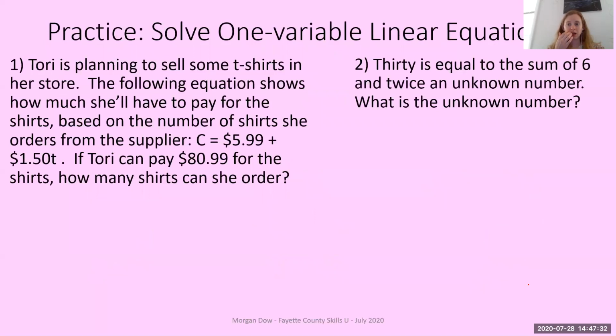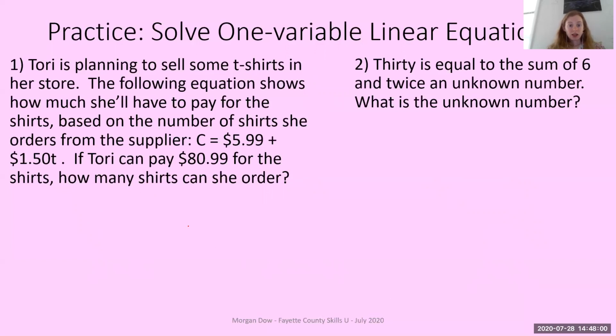All right, so we got a couple practice problems here. These are our last 2 practice problems, and then we're going to wrap it up for today. So again, pause the video, give these a try, and then we're going to go through them together. Number 1, Tori is planning to sell some t-shirts in her store. The following equation shows how much she'll have to pay for the shirts based on the number of shirts she orders from the supplier.